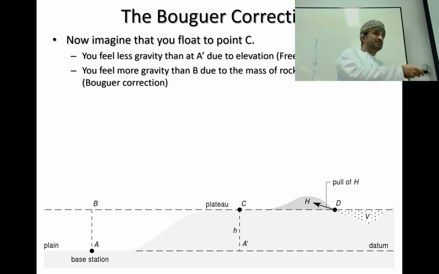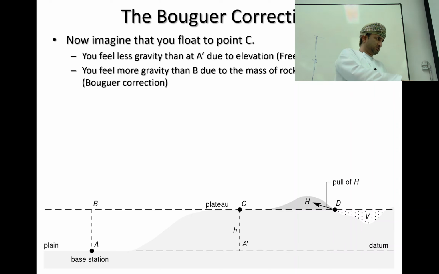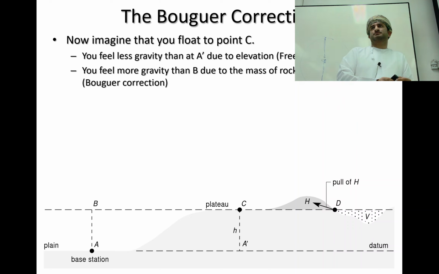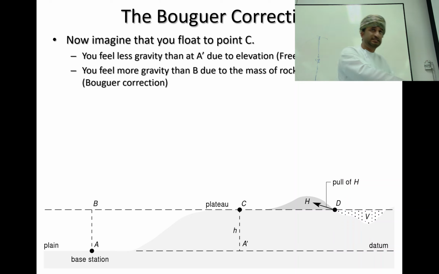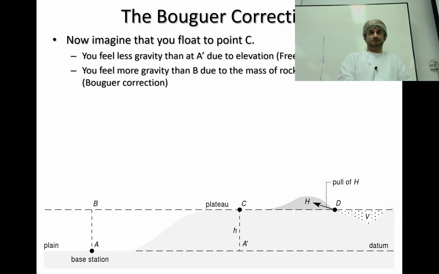Let's assume that I have taken right now a measurement at this point, point C. This was the reference line, datum line, because I established the base station here. I move to point C. What do you see? Do you see this line? This is a mountain. So what do you think the mountain will do to the gravity? I'm interested in something deep below point A, basically.